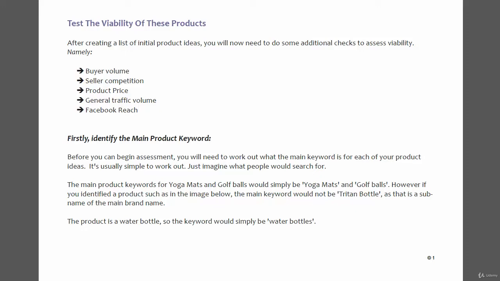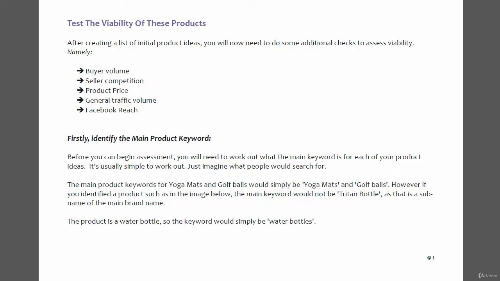In this video, we're going to be looking at the viability of each of the product ideas you wrote down in the first section. So you should have 30 to 40 ideas. Now we're going to need to look at buyer volume, seller competition, product price, traffic volume, and the reach on Facebook. The reason we want to look at all of these is that we want to be absolutely sure that once we've ordered our inventory and it's been sent to Amazon, we can sell these products.